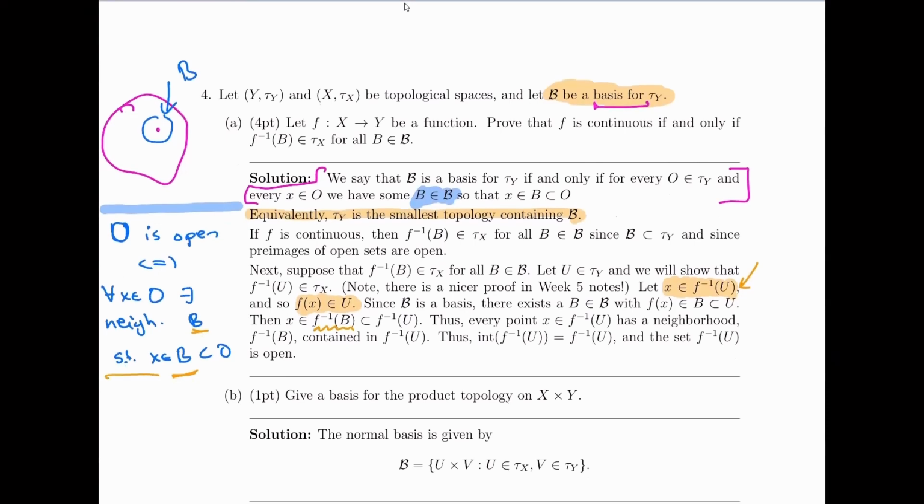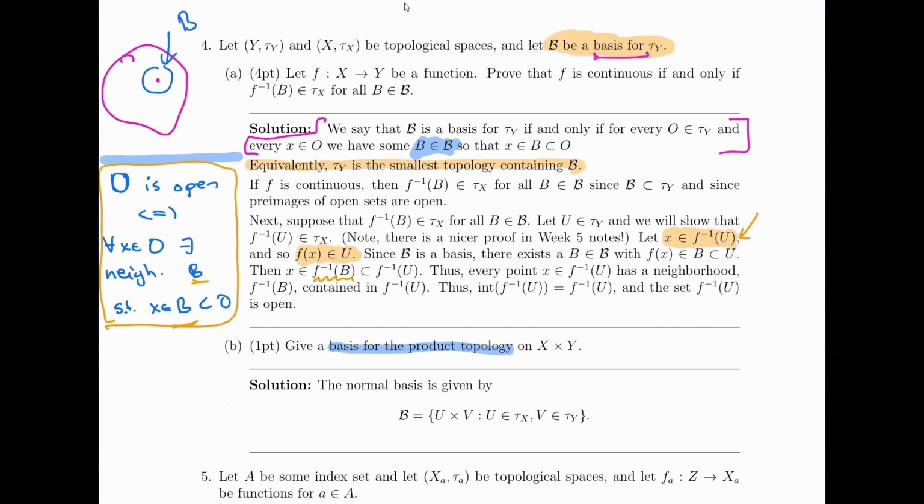So this often will be a useful tool in proving openness. It's equivalent to saying that the interior of O is equal to O. And this problem had a second part, which was about a basis for the product topology. And if you see this on the exam, do it. You might not like the product topology, but if you have a basis for the product topology, just write it out because it's very simple to write out.